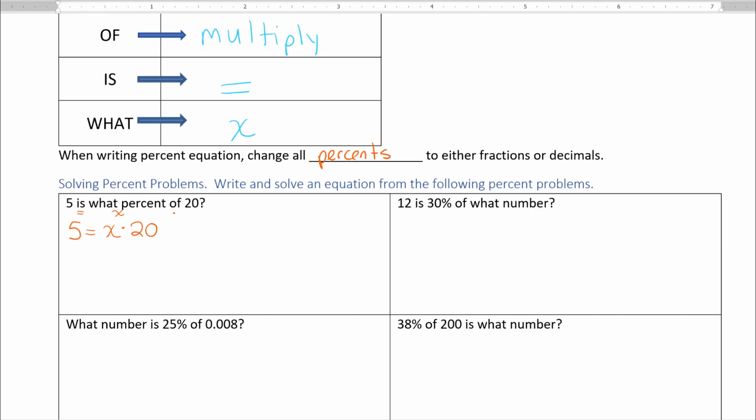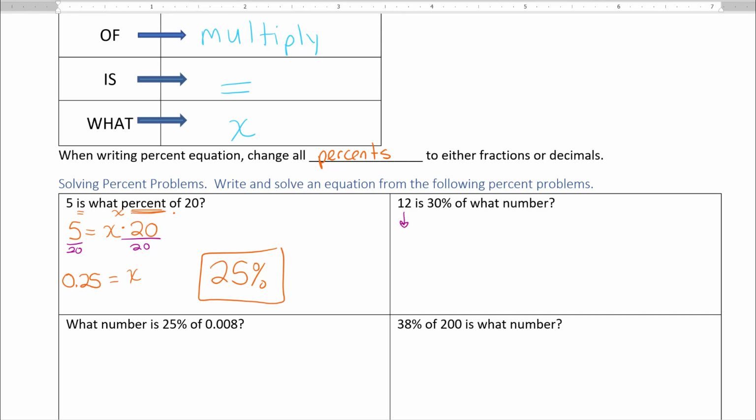To get the x all by itself, I need to do the opposite of multiply by 20, which in this case is divide by 20. When you get your calculator out and you take 5 divided by 20, you get 0.25. Now remember, we're looking for a percent, so we're going to change this decimal into a percent. So my answer is 25%. So 5 is 25% of 20. Let's try another problem.